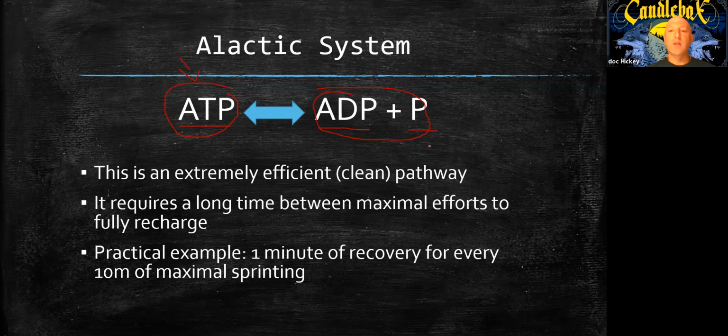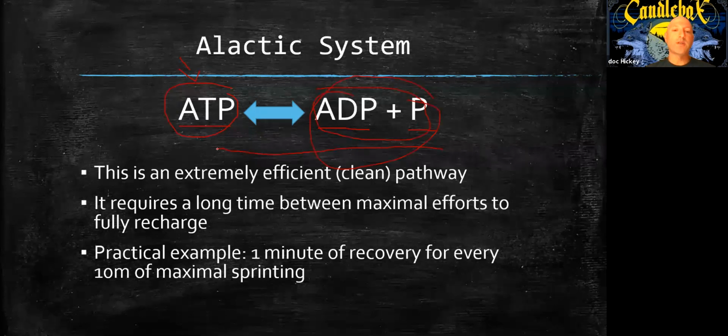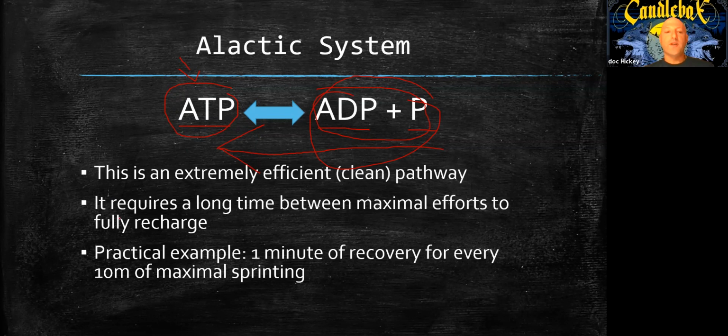So the body is going to be able to take this, throw in a little bit of creatine, and run it backwards to create ATP again. So it's a two-way street. It's very efficient. The problem is it's going to require a long time between maximal efforts in order to fully recharge this system. So let's take a look at what I mean by a long time.